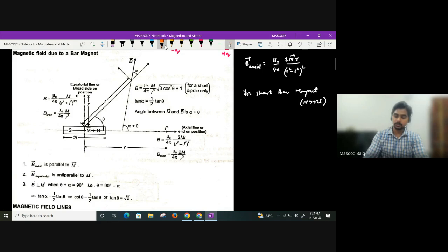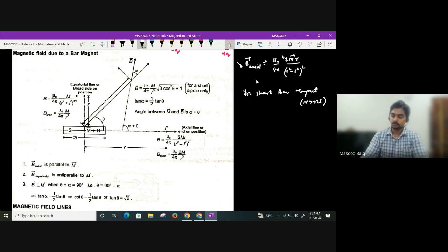Always remember, at the axial point, the magnetic field will be in the direction of the magnetic dipole moment, just like in electrostatics the electric field is in the direction of the electric dipole moment. Here in magnetism, the magnetic field will be in the direction of the magnetic dipole moment. Magnetic dipole moment will always be directed from south pole to north pole. Clear?